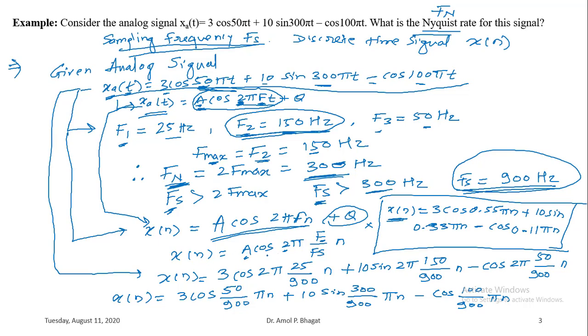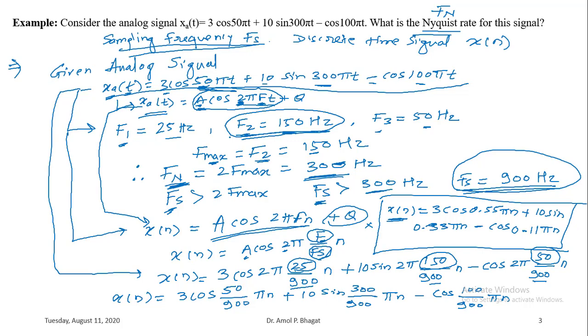So here x of n is simply identified as cos 2 pi small fn plus theta, but this small f is nothing but capital F upon Fs, and this capital F was the frequency of analog signal. So the frequencies available in the given analog signal, there were three frequency components, that is F1 25 hertz, F2 150 hertz, and F3 50 hertz. So this capital F upon Fs, we have taken Fs sampling frequency as 900 hertz, so everywhere we have specified it as 900.